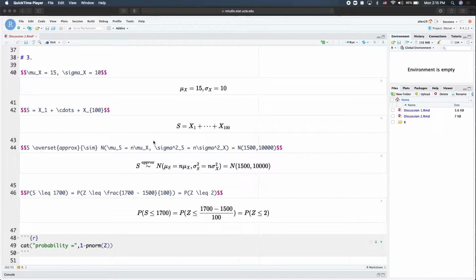And then this time we are trying to find the probability for that. So in R you can call pnorm here, and that will be your probability. And don't forget 1 minus if you are first solving for the lower tail. The question is asking for the upper tail, the other side.